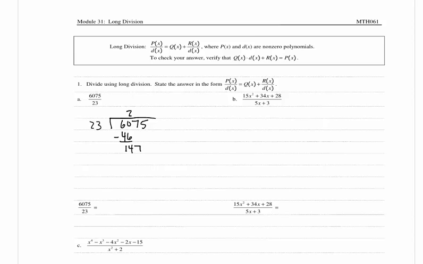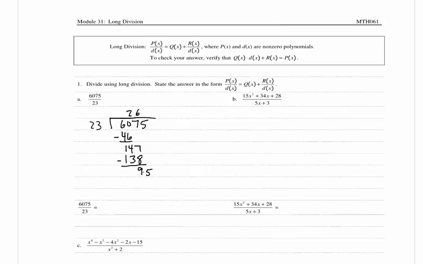And now we need to determine how many times 23 can go into 147. And that's 6 times. 6 times 23 is going to be 6 times 3 is 18. And 6 times 2 is 12, plus the 1 is going to be 13. So 6 times 23 is 138. 147 minus 138 is equal to 9. And then we carry down our 5.